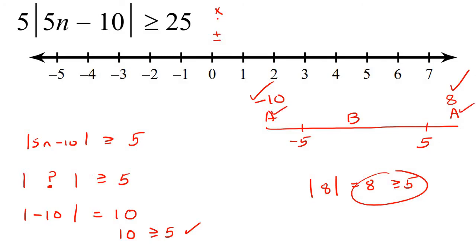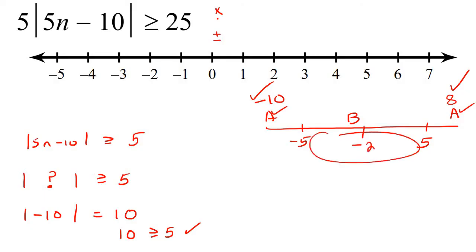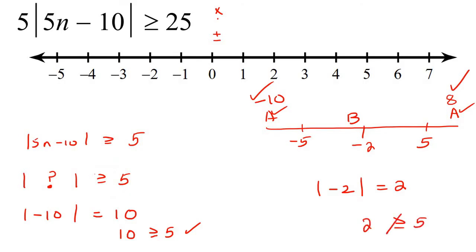Are some of you a bit skeptical and you're like, yeah, but Kevin, how do I know that the numbers here won't work? I'll prove it to you. Let's choose minus 2, because that's somewhere between minus 5 and 5. If you take the absolute value of minus 2, it gives you positive 2. But that is not bigger than 5. 2 is not bigger than 5. So these numbers in the B interval are not going to work. So the numbers that we want are the numbers that are in the A interval.